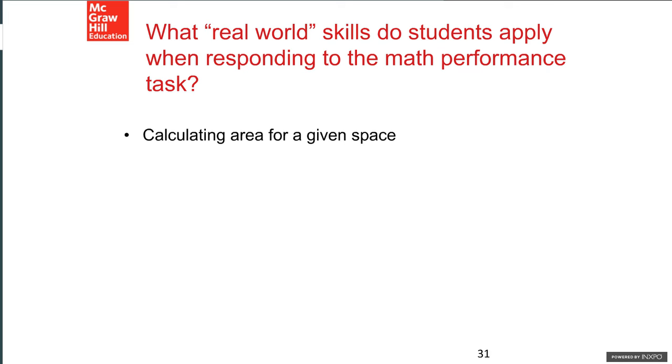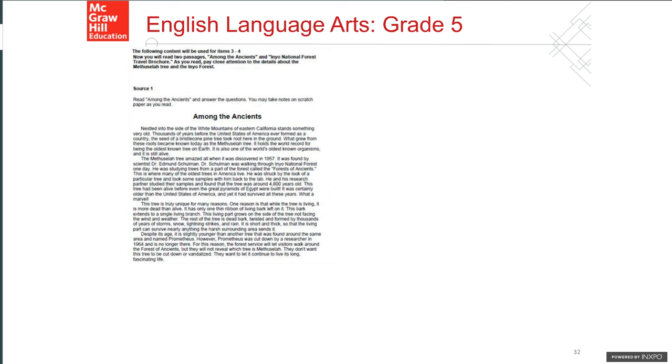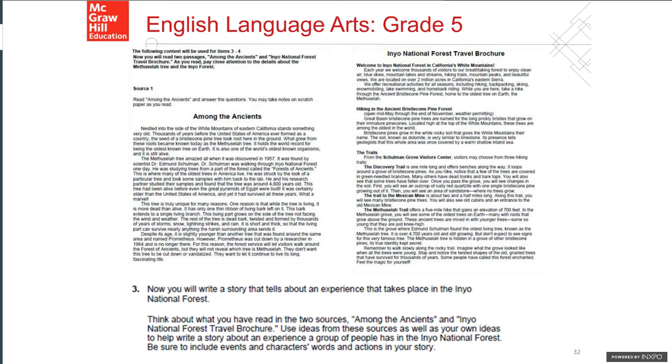All right, we're going to do the same thing quickly now for an English language arts, grade 5 performance task. And I hope your screen is a little bit bigger than mine. What the students have here is a passage that they're going to read called Among the Ancients. And then the students are going to read a second passage related to it, in your National Forest travel brochures. Having read those two texts, they are then going to complete this task, in which they will write a story that tells about an experience that takes place in your national forest.